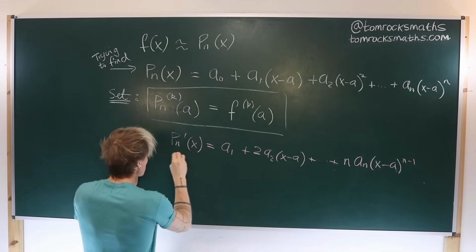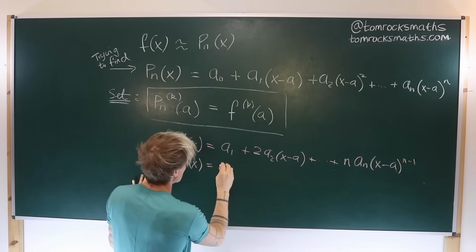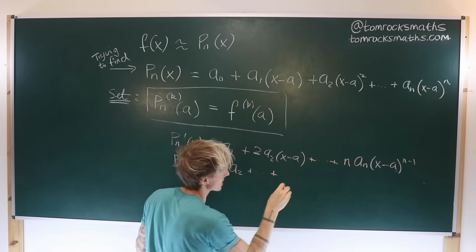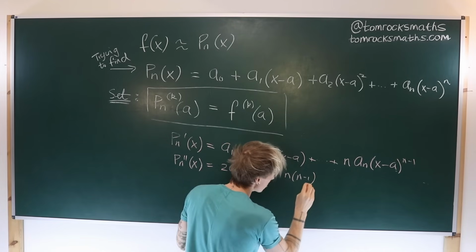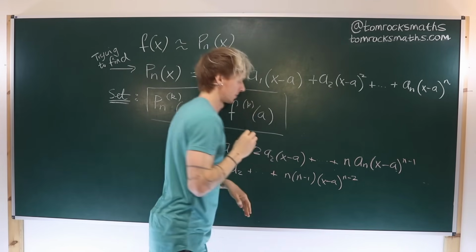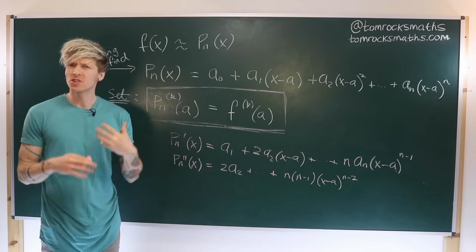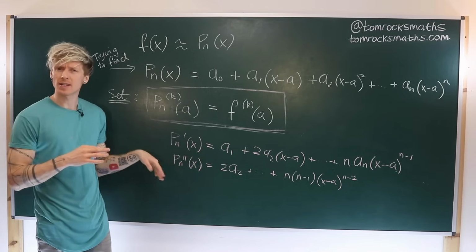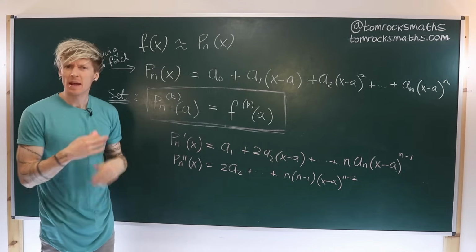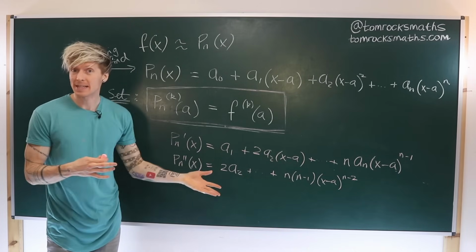So if we also calculate the second derivative, then the a1 term now disappears, so we get 2 times a2 plus dot dot dot, and then at the end here we now have n times n minus 1 times x minus a to the n minus 2. So these are the first two derivatives calculated explicitly. Now if we think more generally about what's going to happen as we continue to take more and more derivatives of our approximating polynomial, there's going to be a pattern. And we can see this, in fact, in these first two that we've gone through explicitly.